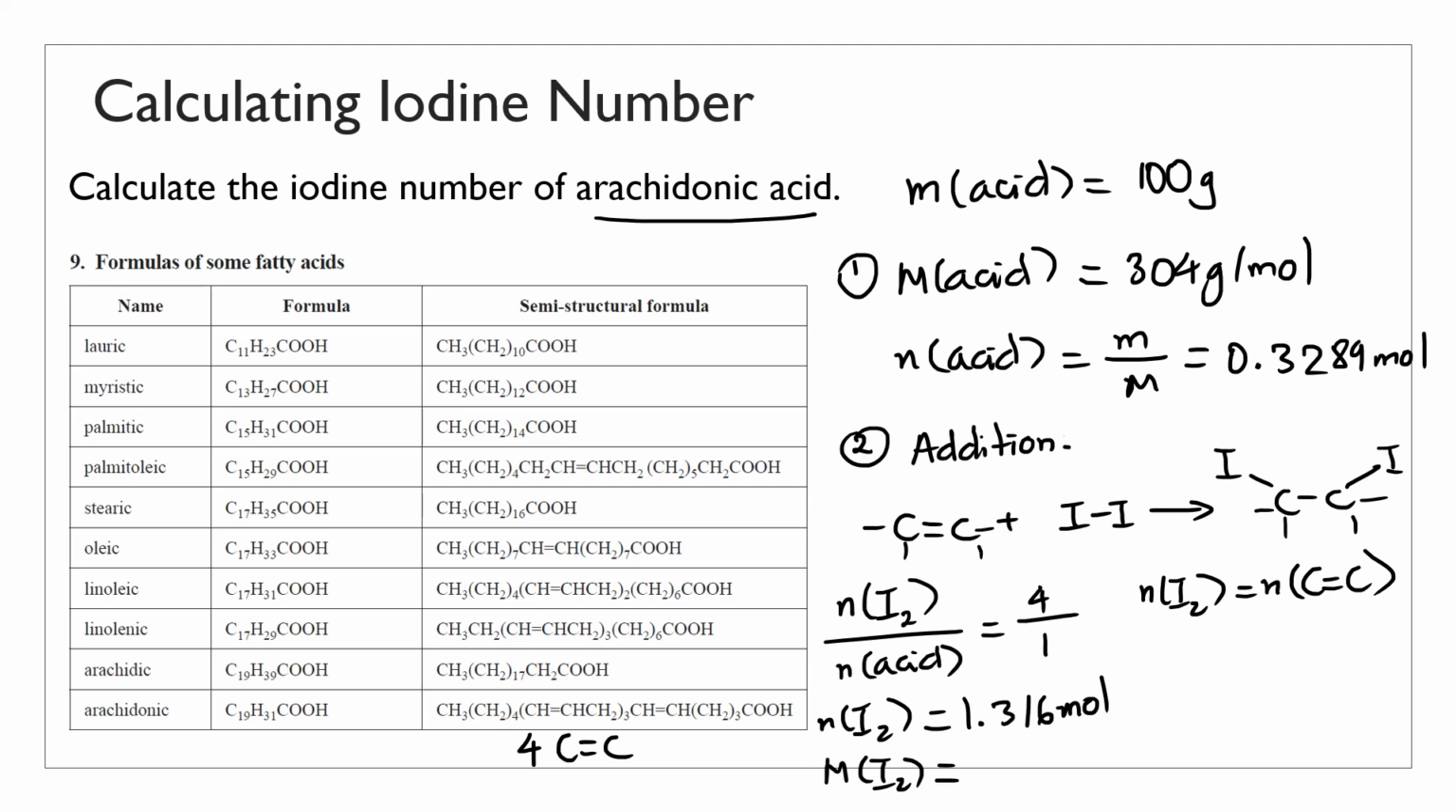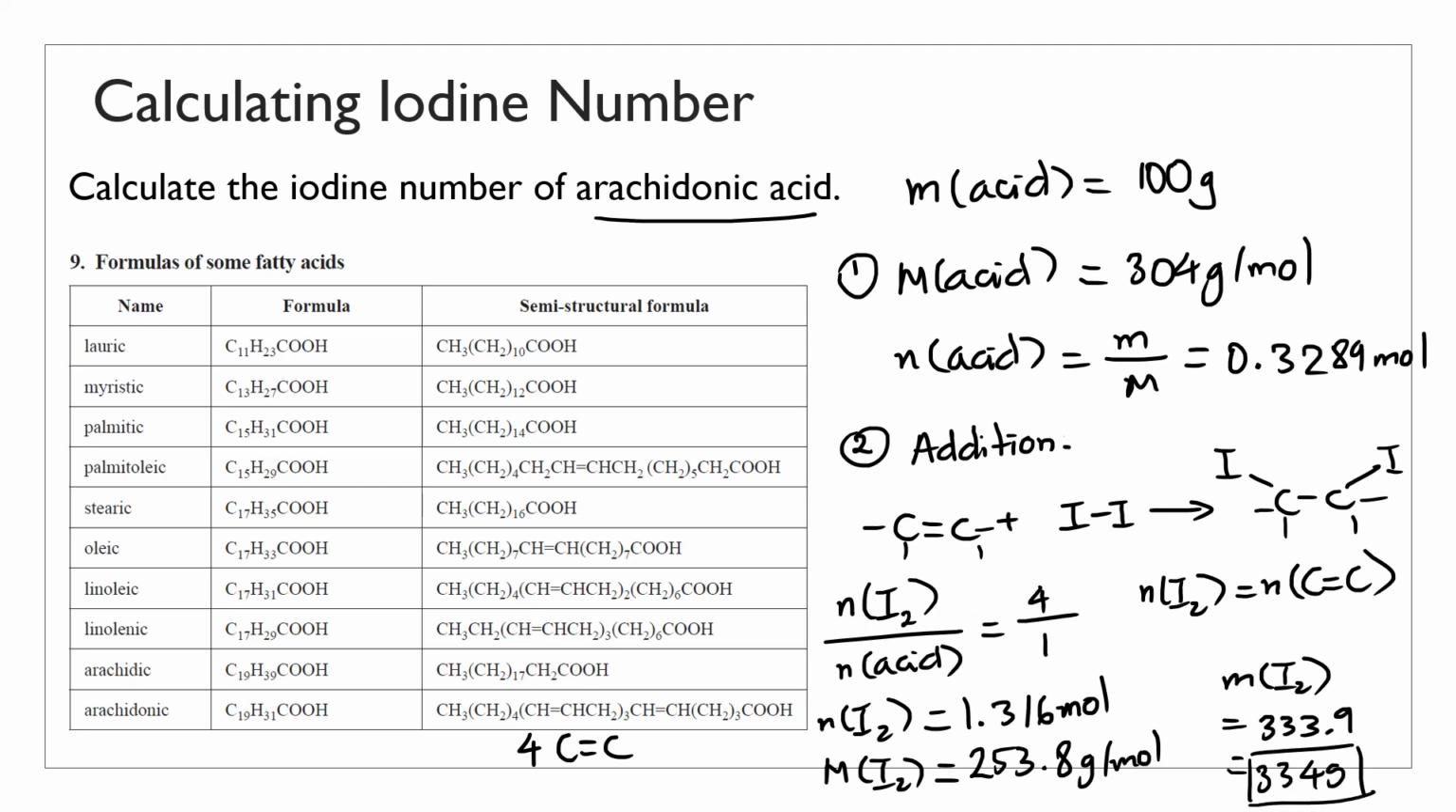So the molar mass of iodine is 253.8 anyway. And final answer, the mass of iodine is 333.9. So let's go with 4, so it's probably not 400. All right, let's go with 334 grams. So that's going to be the iodine number.